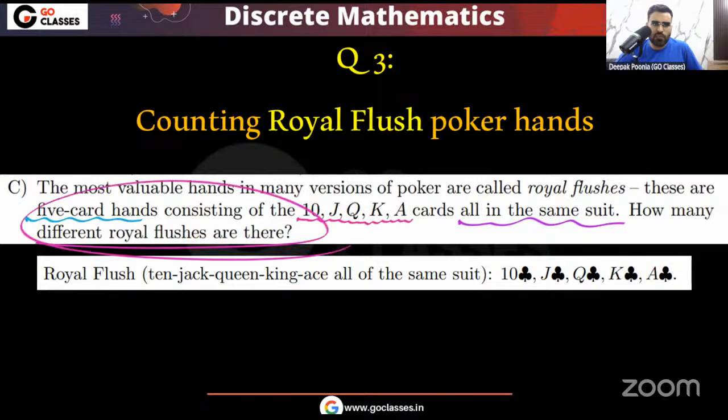How many different royal flushes are there? One example of a royal flush is given here. You can see all the 5 cards in the same suit. The suit is club. So all the 5 cards are in the same suit, and you can see these values, these ranks, are present: 10, Jack, Queen, King, Ace. All these 5 values must be present. So total how many royal flushes will be there? Let's see.